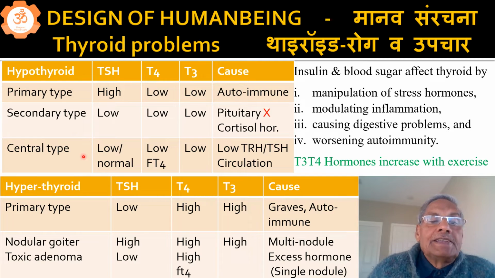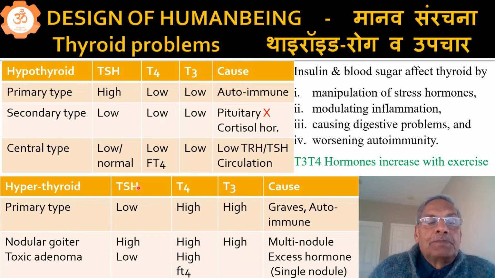And what is the central type of hypothyroid? Irrespective of the value of TSH, whether low or normal, if T4 is low and FT4, free T4, is also low, in that case, there is low TRH or TSH circulation. So this is the third type. But the primary type is the most common.